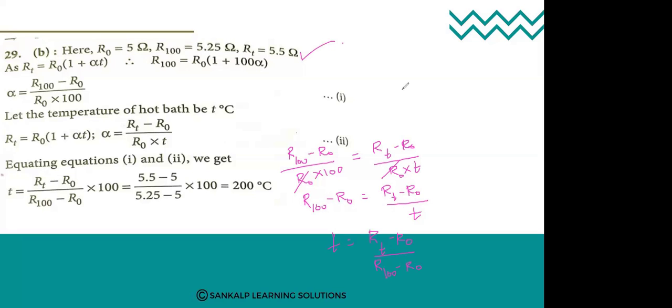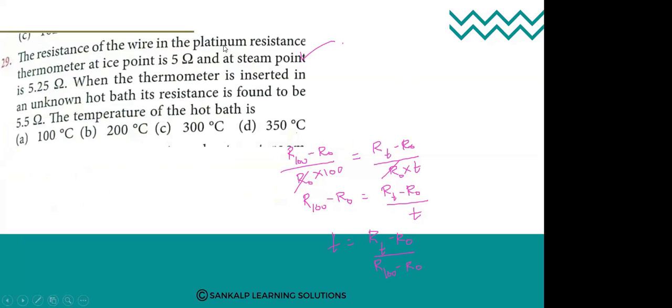If any doubt is there here, you can ask. So here two comes. Okay, so the question, if you see it, will become clear again. I'll display the question. See, the resistance of the wire in the platinum resistance thermometer at ice point means R naught. At ice point means that is R naught value, and that is given as 5 ohm.